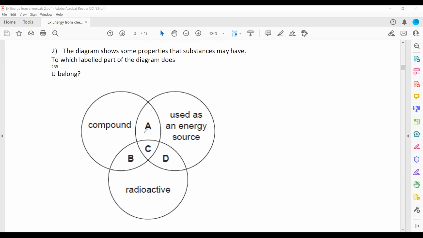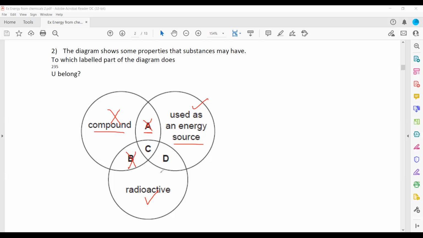So if we check option A, what is the meaning of option A? Option A is a combination of compound and used as a source of energy. So uranium is used as a source of energy, but uranium is not a compound, so it cannot be A. When we check B, B means compound and radioactive. Radioactive means emits radiation. Yes, it is radioactive, but it is not a compound, so B is wrong.